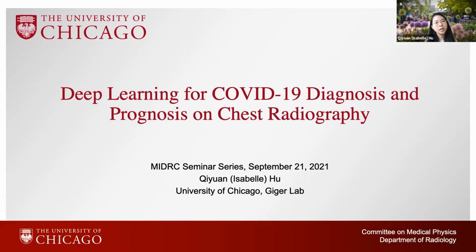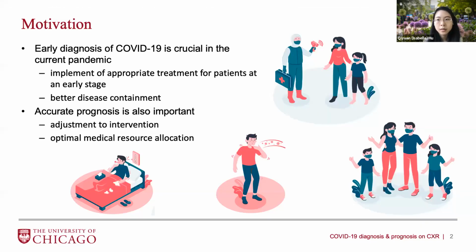Today I'll be presenting our project on deep learning for COVID-19 diagnosis and prognosis on chest radiography. So in the past year and a half, the COVID-19 pandemic has profoundly impacted our lives. This disease is highly contagious and it can cause severe illnesses. And because of that, early diagnosis is very important, not only for providing patients with timely treatment, but also for helping with disease containment from a public health perspective.